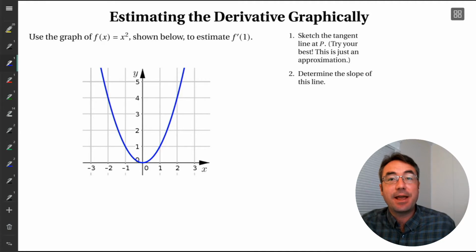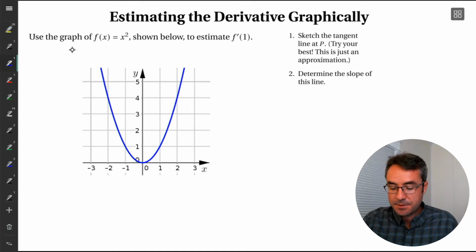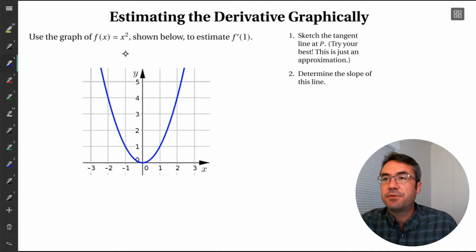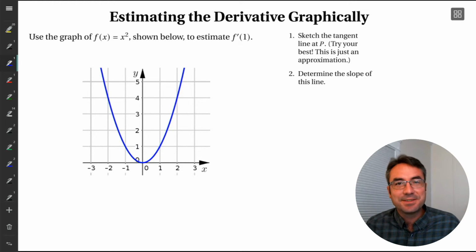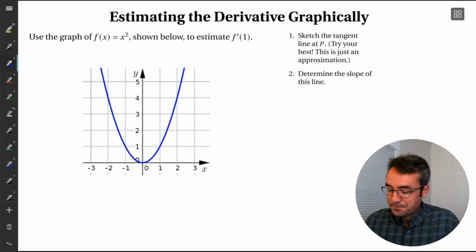All right, now let's see how to actually estimate the value of our derivative graphically. So in this little example, we're given the graph of x squared, and we're going to use this graph to estimate the value of the derivative of this function at x equals 1. All right, so what are we going to do? Well, we're going to sketch the tangent line at point P, and we're going to try our best. This is going to be an estimate after all. It's going to be an approximation, so try your best.